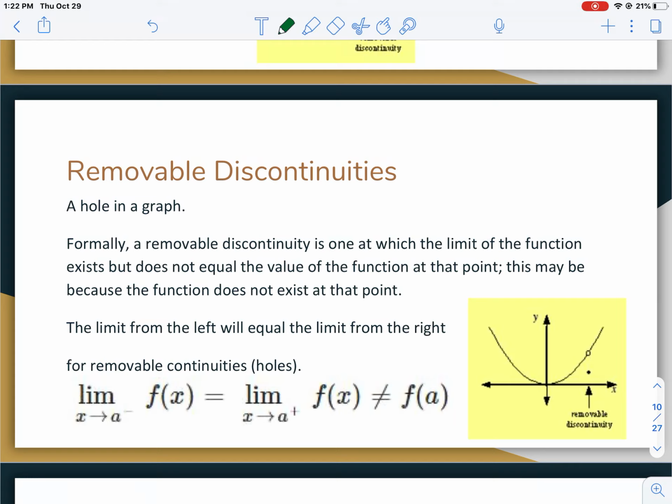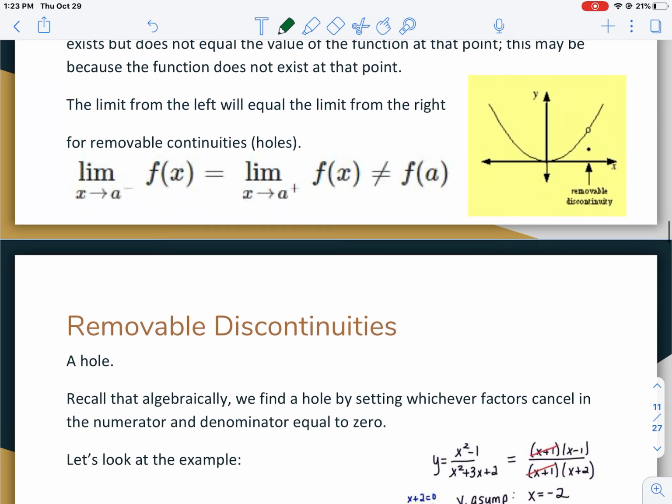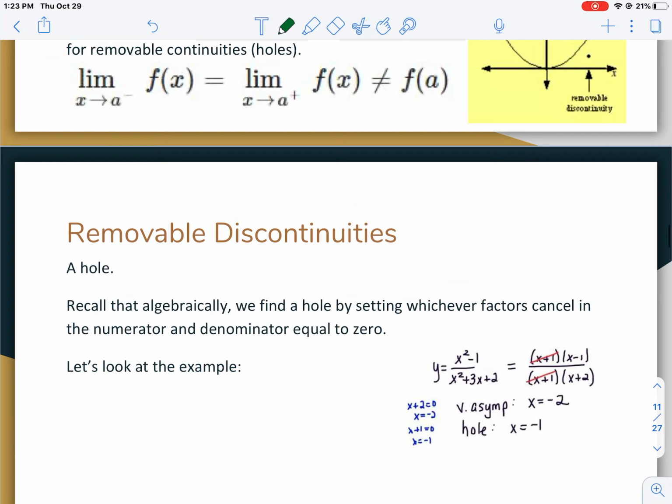So say f of 4, right? We don't look at the hole for the value. We look at where the point is colored in, if you will, to find out what the function value is. Okay? So remember from our review at the beginning of the year and from last year, you find the hole algebraically by setting whatever factor cancels in the numerator and denominator equal to 0. So in this example here, since they factored and got x plus 1 canceled out, you set that equal to 0, and that's where your hole is, okay?